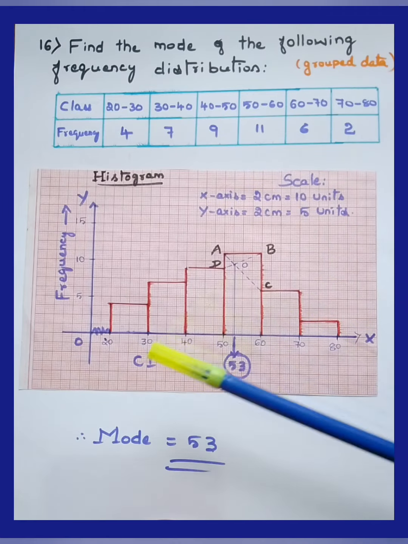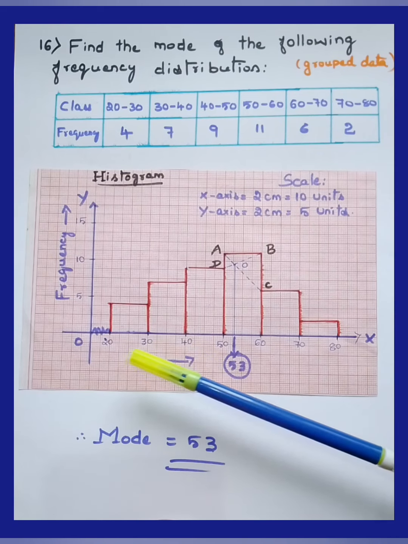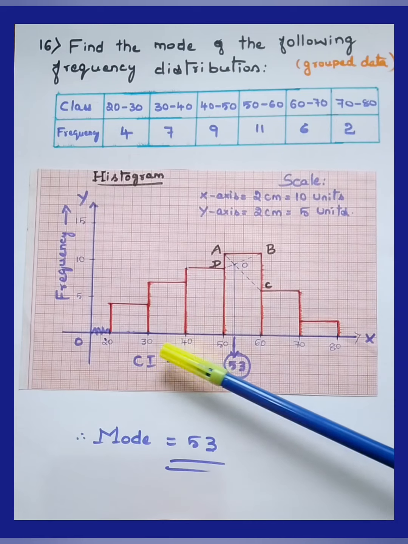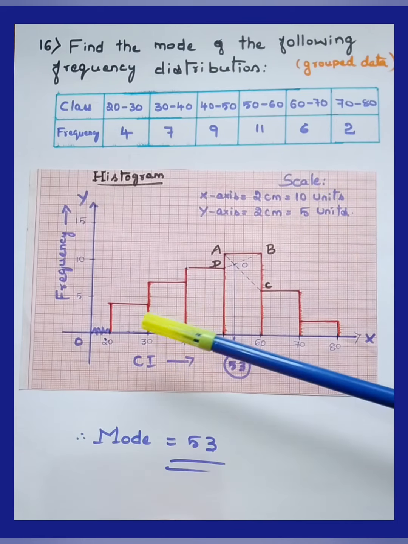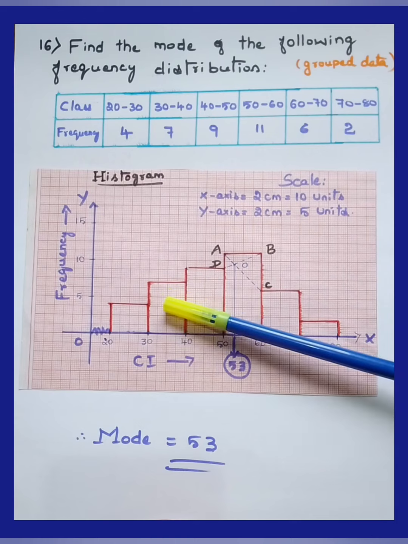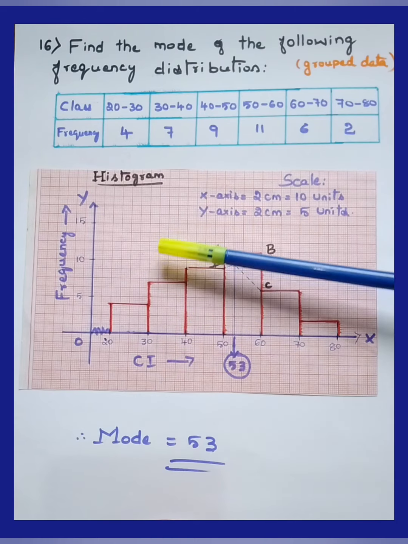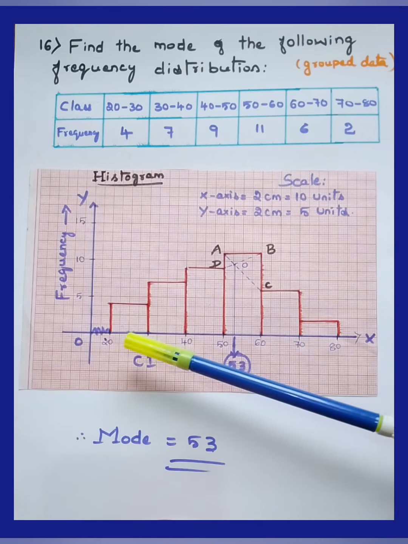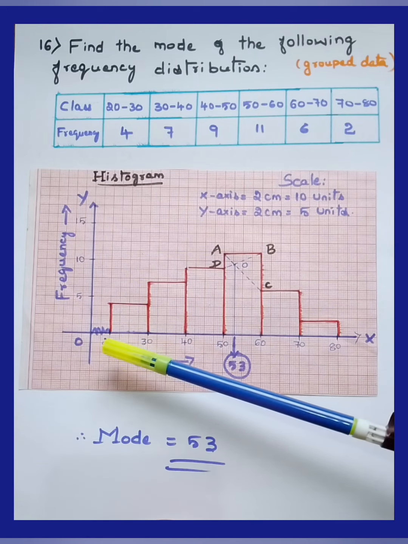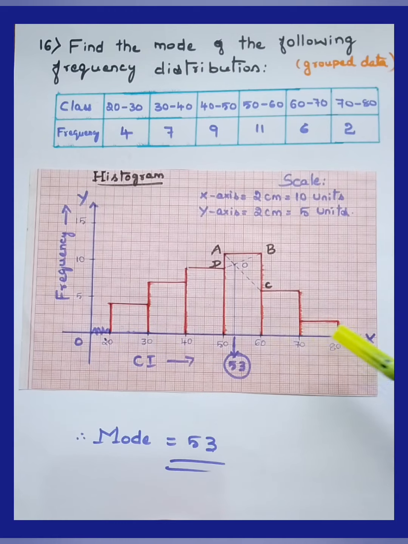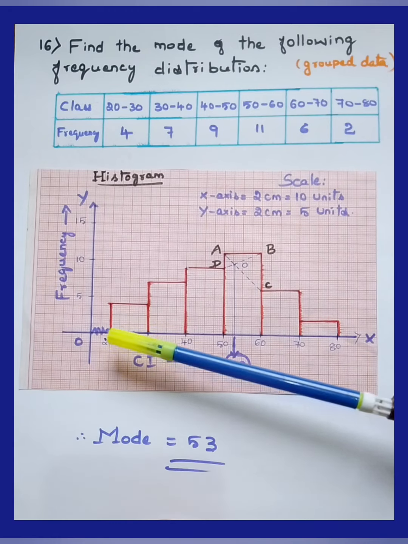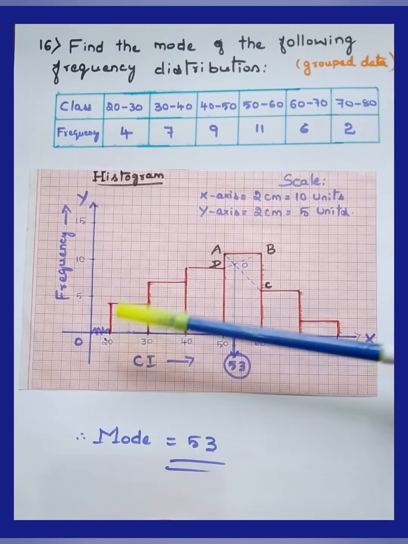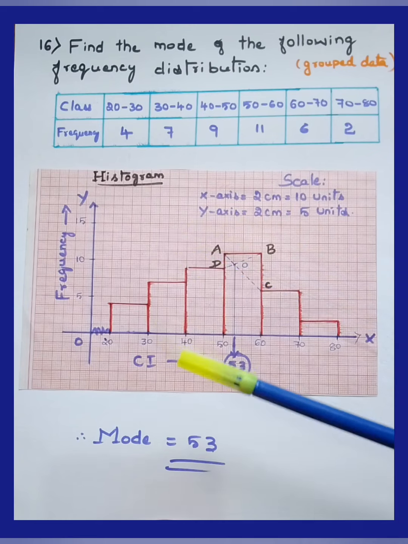I have chosen the scale on the x-axis as each 2 centimeter equal to 10 units. So 50 minus 40 is 10, 40 minus 30 is 10, like that 10 units. On the y-axis, each 2 centimeter is equal to 5 units. I have taken 5, 10, 15 like that. If there is no space, I have chosen nearby. In that case, you have to just draw a zigzag line to cover that. This is important. Start from 0 as usual.